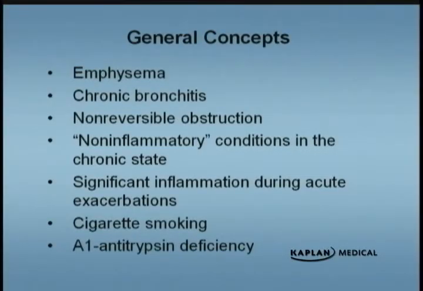So even though both are chronic obstructive lung diseases, emphysema is more of a pathologic diagnosis in terms of the definition, and chronic bronchitis is more of a clinical diagnosis. The definition for both COPDs is that they have non-reversible obstruction. So when you compare these diseases to asthma, for example, the bronchoconstriction that affects COPD is basically permanent, non-reversible.